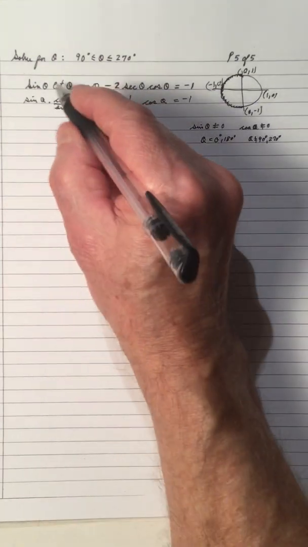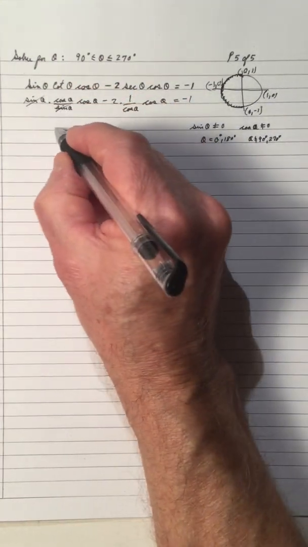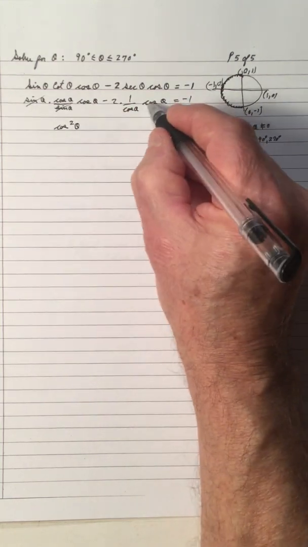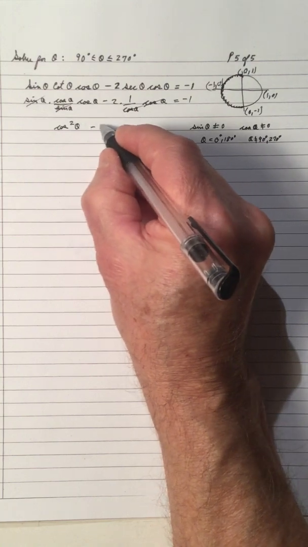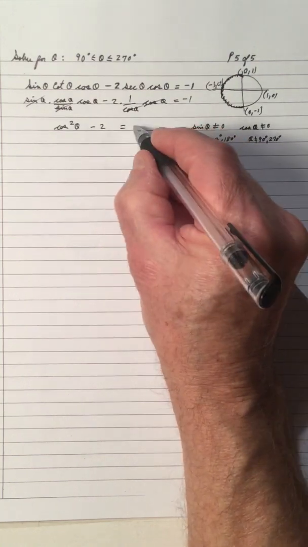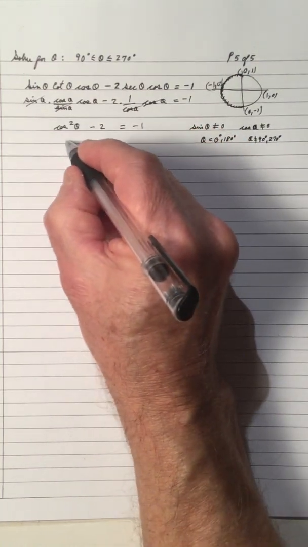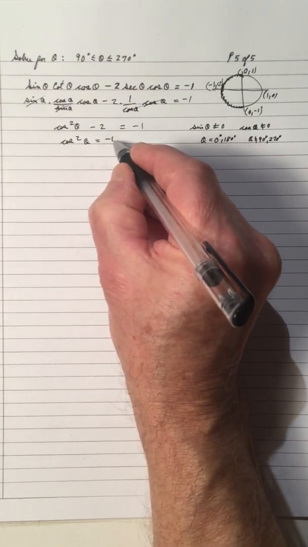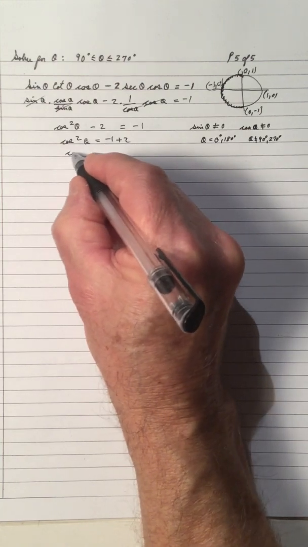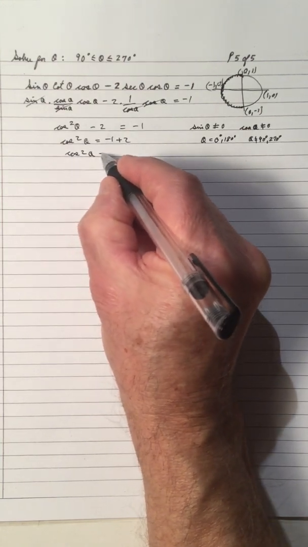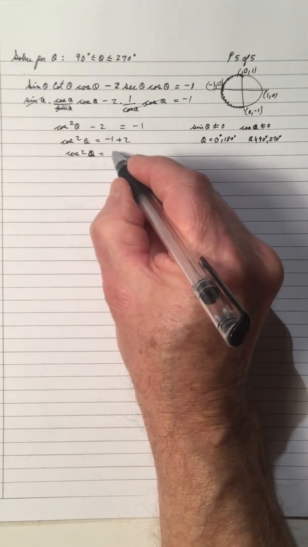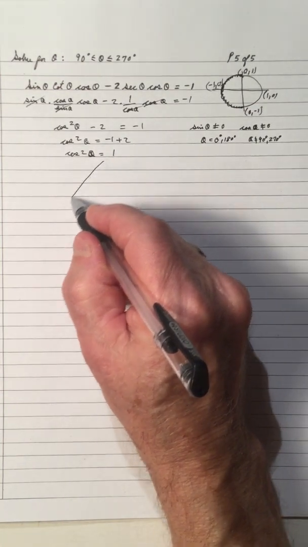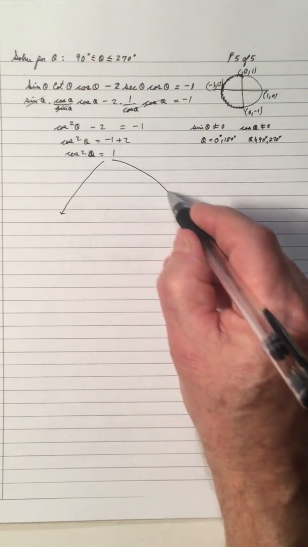So let's continue. Sine cancels, so that gives us cos times cos is cos squared. Cos's cancel, I get a -2 equals -1. Continue, I get cos squared theta equals -1 plus 2. Cos squared theta equals 1.